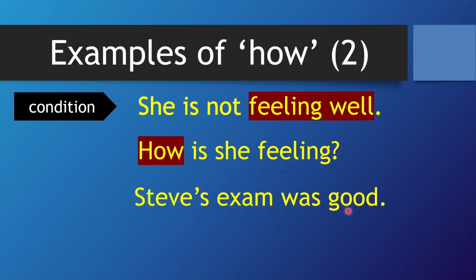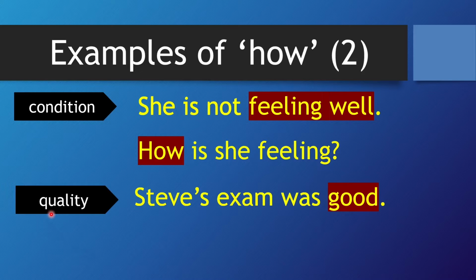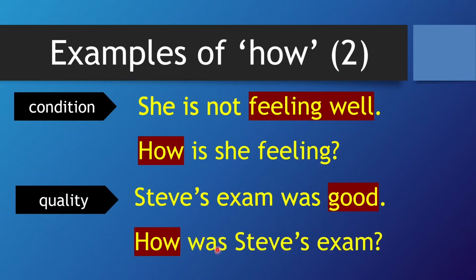Steve's exam was good. Here, good is highlighted because it is showing the quality of the exam. So how was Steve's exam? How comes in the beginning of the sentence as per the structure. After that, the main verb comes. In the sentence Steve's exam was good, there is no other verb given. So the auxiliary verb was is working as the main verb here. And after that, we'll write the subject, Steve, and the other part, exam. So how was Steve's exam?